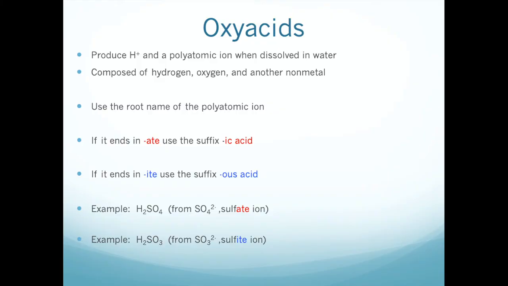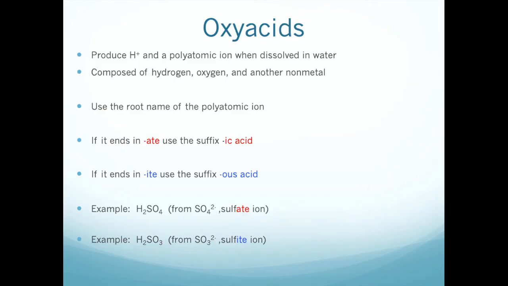If it ends with an ate suffix, the acid will end with ic acid. No hydro here, unlike a binary acid. You just say that root word of your polyatomic ion followed by ic acid. Now, if your polyatomic ion ends with ite, the corresponding acid ends with us acid.